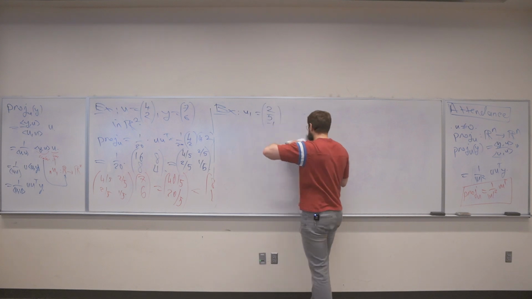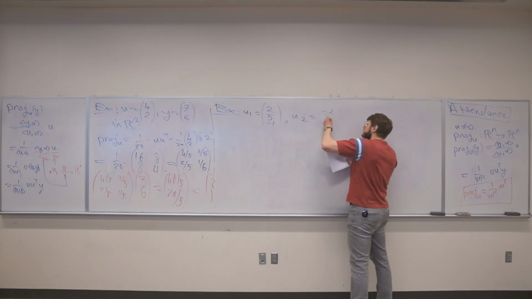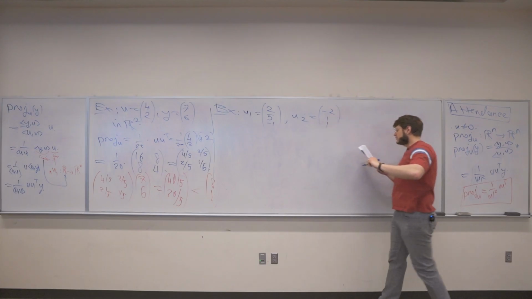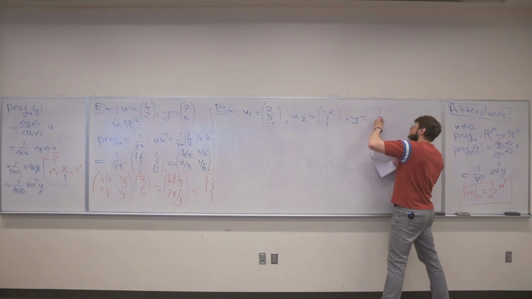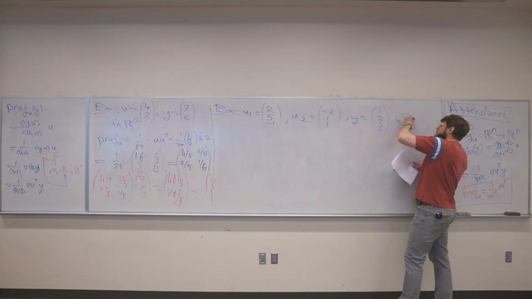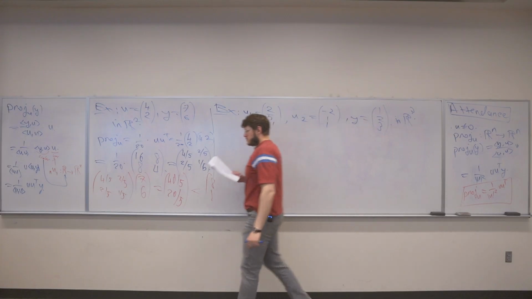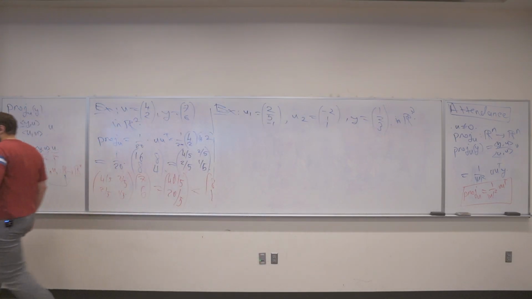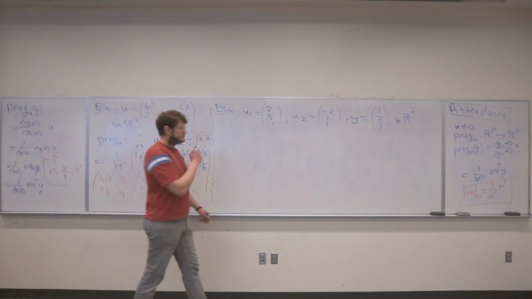Say you have this vector, and then this other vector. And then I have a third vector like so. Y is 1, 2, 3. These are vectors in R3. Now, I'll look at the span of U1 and U2. Let's call it W.